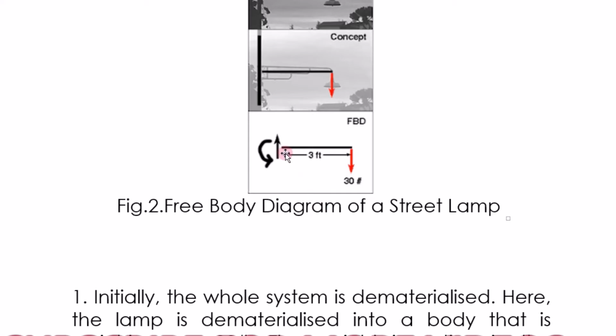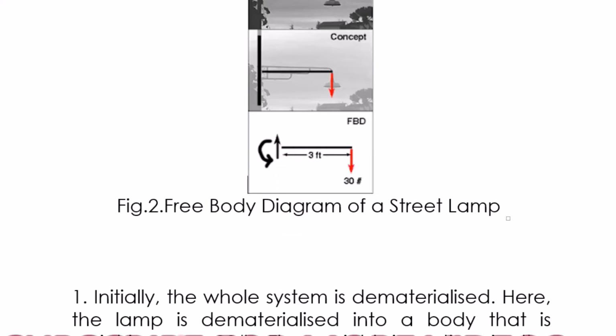Now this is a 3 feet horizontal element. At the fixed support, we know as civil engineers that there are moments, and horizontal and vertical reactions, right? So that is represented by a moment arrow and a vertical reaction.